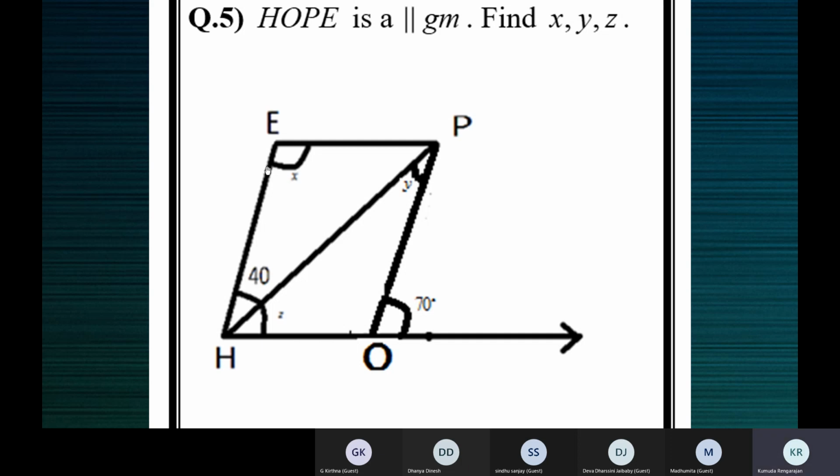So parallel line, transversal, parallel line. Because in a parallelogram, both the pairs of opposite sides are parallel. You can see the shape: parallel line, transversal, parallel line. So these are the angles between the parallel line and the transversal.